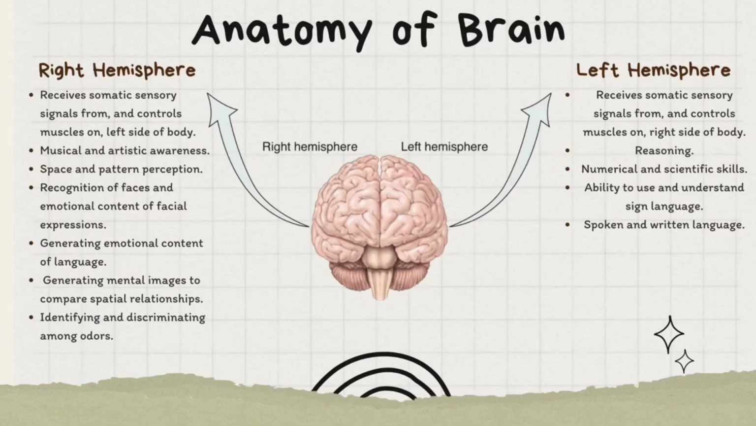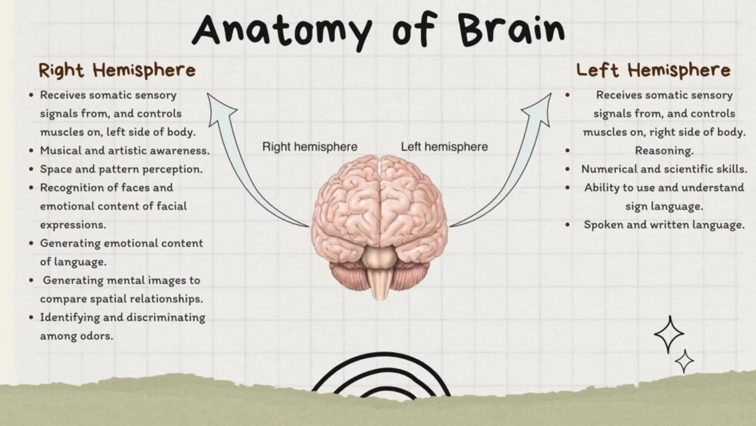In addition to that, the brain can also be divided into the right and left hemispheres, which both contribute to different functions in our body. For example, the right hemisphere of the brain receives signals from the left side of the body and controls the muscles on the left side of the body. It also functions in musical and artistic awareness, space and pattern perception, recognition of emotional content of facial expression, the general emotional content of language, the generation of mental images to compare spatial relationships, and also identifying, among others.